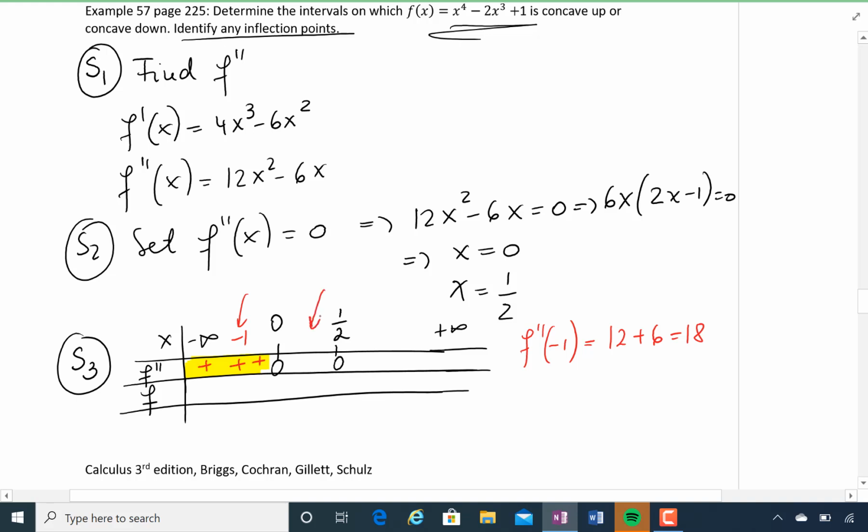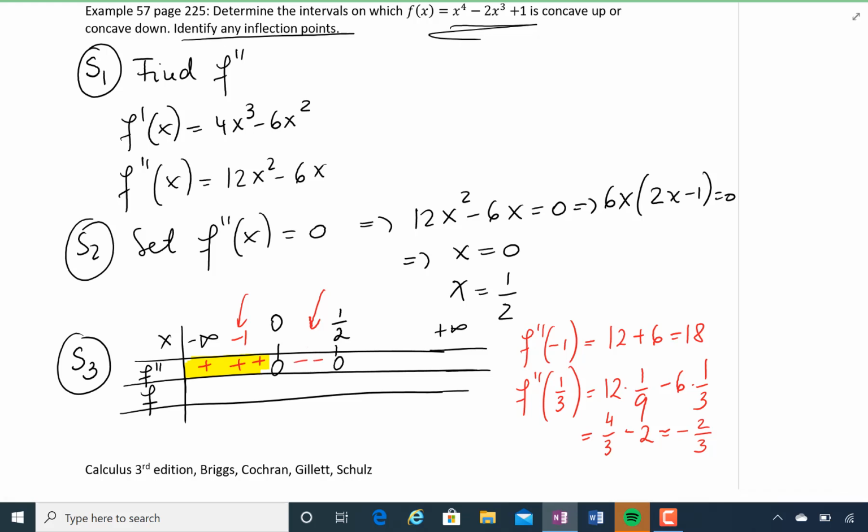Then I'm going to pick a number between 0 and a half. So f double prime of 1/3. I think that's a good one. 12 times 1 over 9 minus 6 times 1/3. So if we divide by 3, we get 4 over 3 minus 2. So it's negative 2 over 3. So it's a negative.